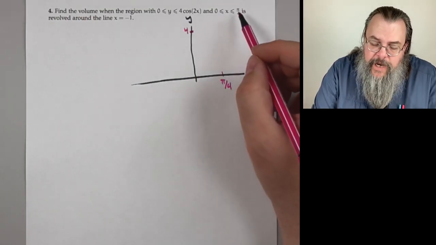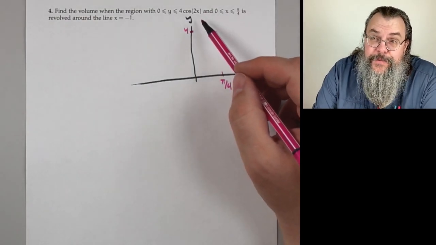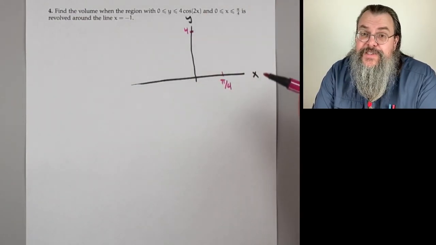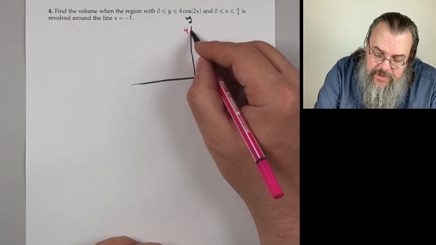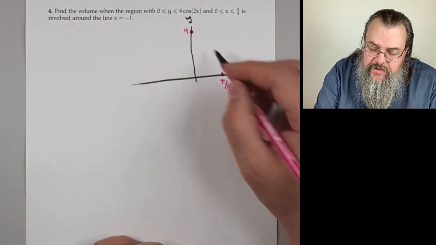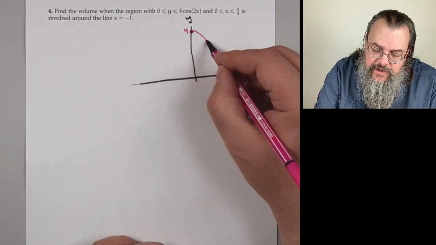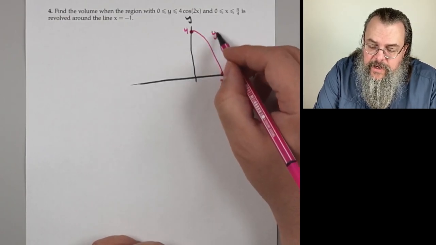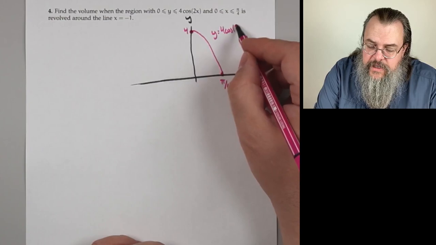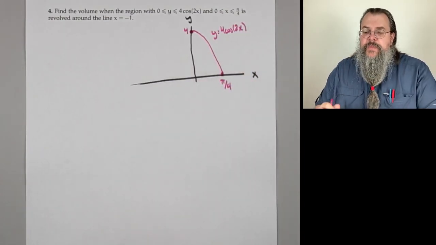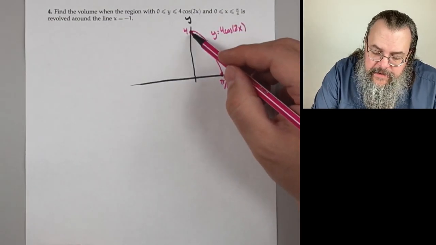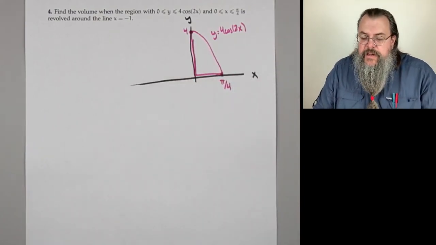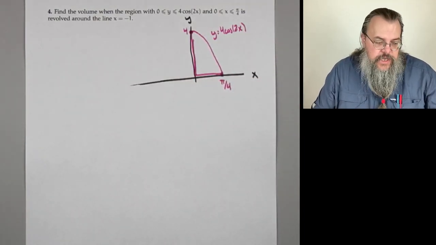And then when we plug in pi over 4, 2 times pi over 4 is pi over 2, and cosine of pi over 2 is 0. So it's going to be up here, and it's going to be down here. Now it's our cosine curve. This is y equals 4 cosine 2x. So we have a shape, a nice triangle-like shape.